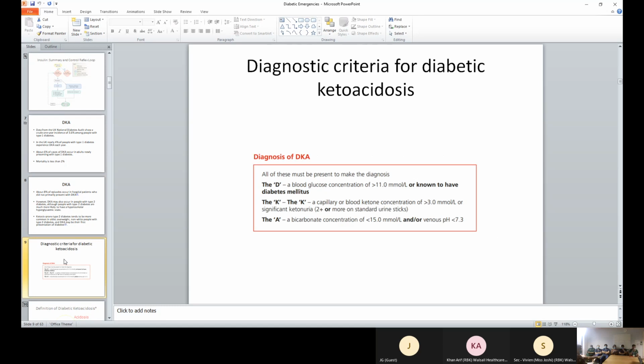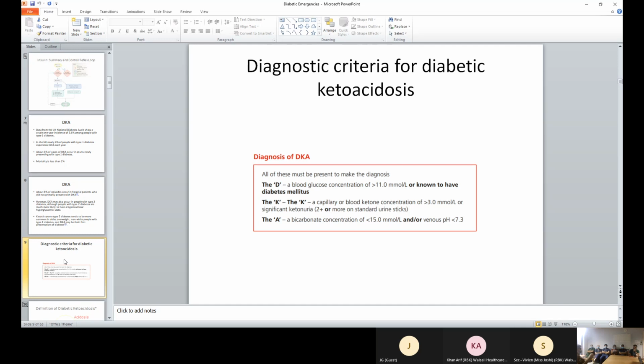Like somebody asked for the diagnosis of DKA: all three need to be there. Either they're non-diabetic or the blood sugar is more than 11. That is D. And then the ketosis: we want capillary ketone, 3 or more. But if there is no provision to check the capillary ketone, then the urinary ketone at least 2+ or more. But you have to ask for the capillary ketone.